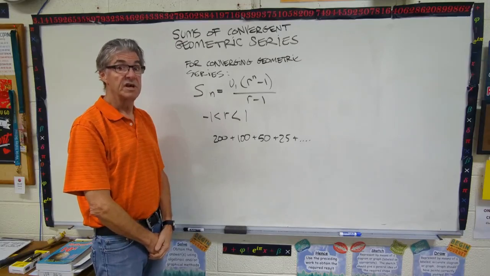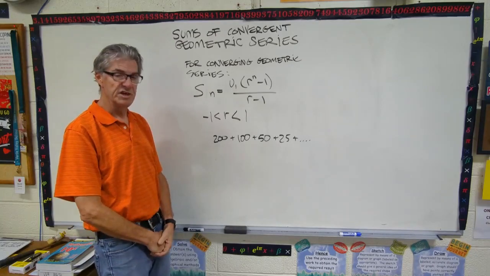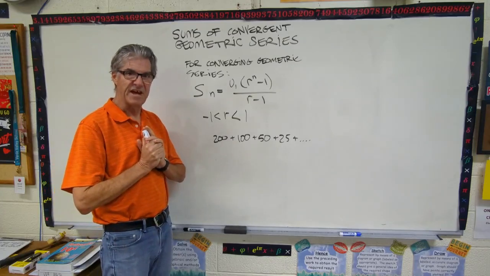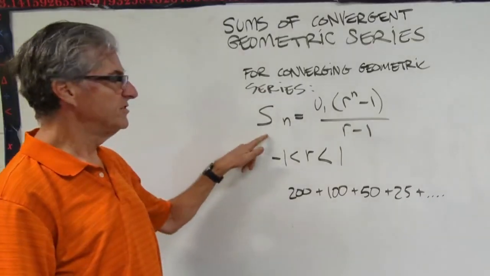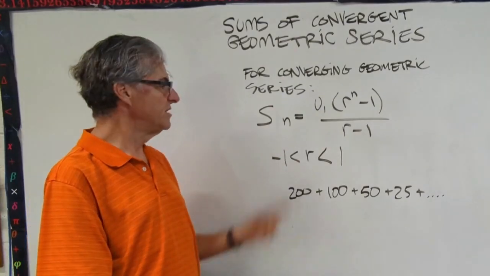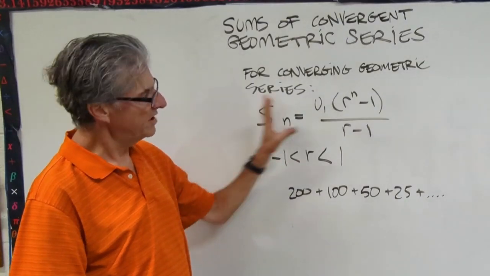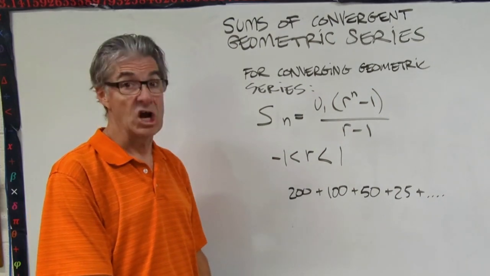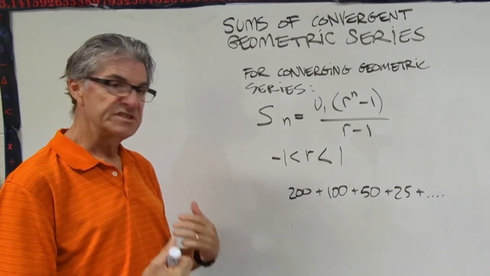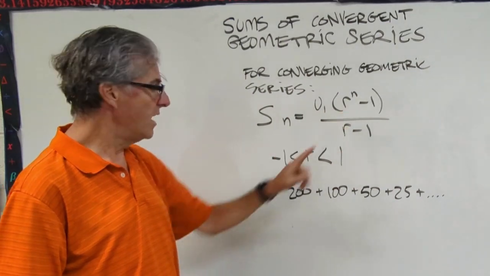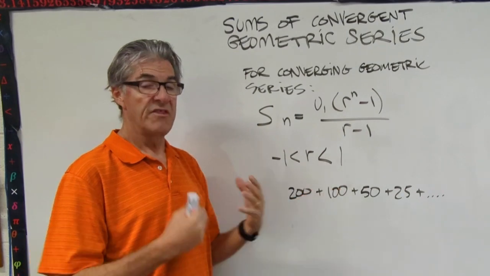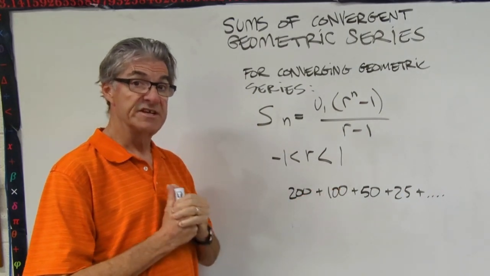Today's topic covers sums of convergent geometric series. So let's take a look at that picture before we get into how to calculate these. Here's our general formula for the sum of a convergent geometric series with n terms, and there's our formula. We worked with that in our last lesson. The thing about a convergent series is your r value has to be bigger than -1 but less than 1. That's what causes the series to converge.